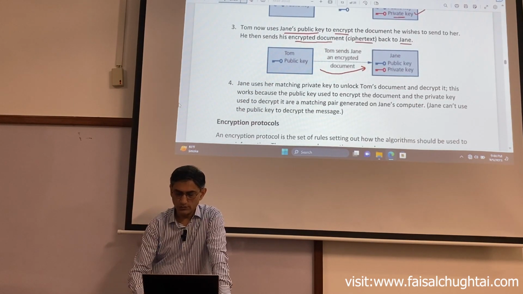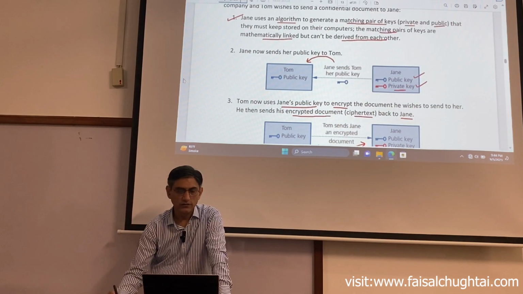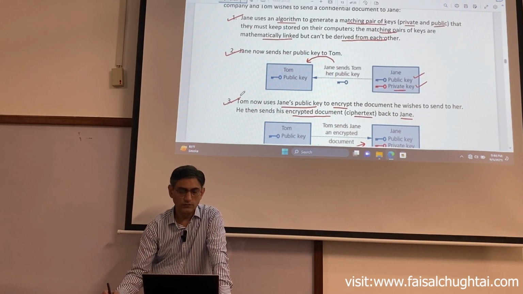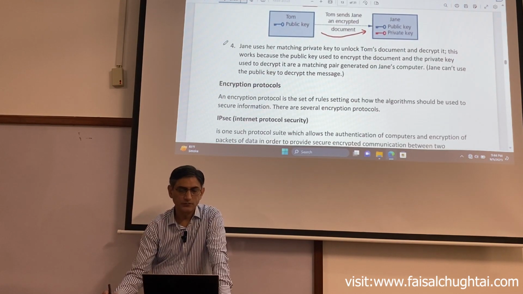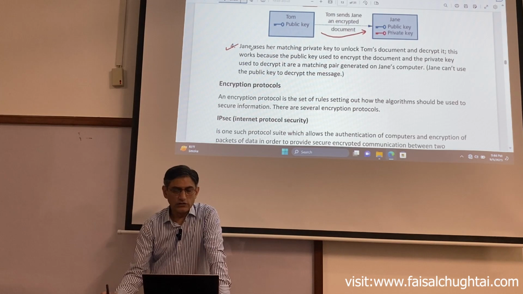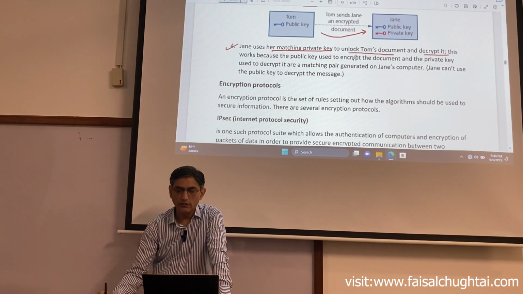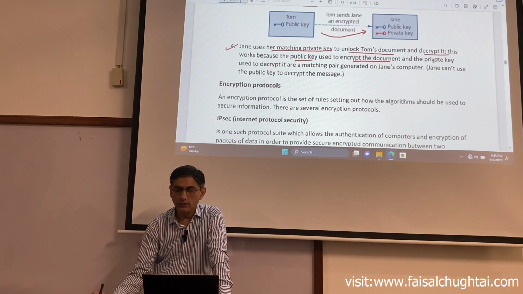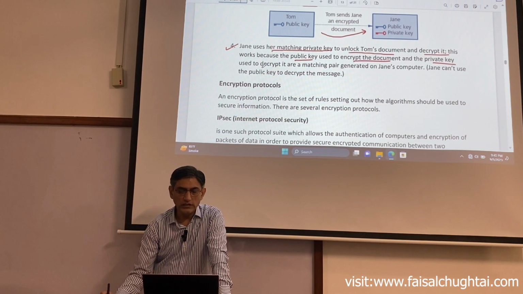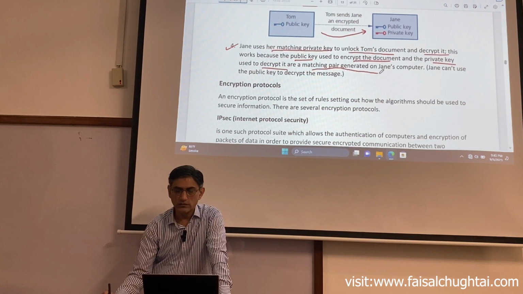By the way, I did not put a tick on this step, so we're done with it. We've seen what is happening at this step. And the last step, step number 4. Jane now uses her matching private key to unlock Tom's document and decrypt it. This works because the public key used to encrypt the document and the private key used to decrypt it are a matching pair generated on Jane's computer.